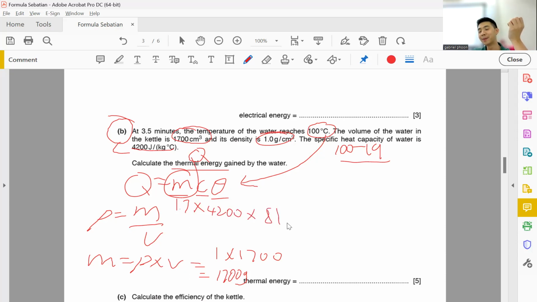I put the wrong unit. But luckily your calculation is correct. So it's just the unit. Yes, be careful with that.